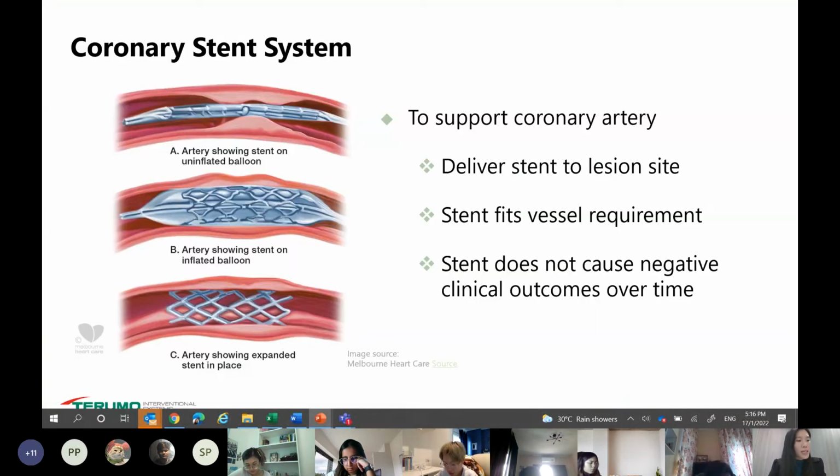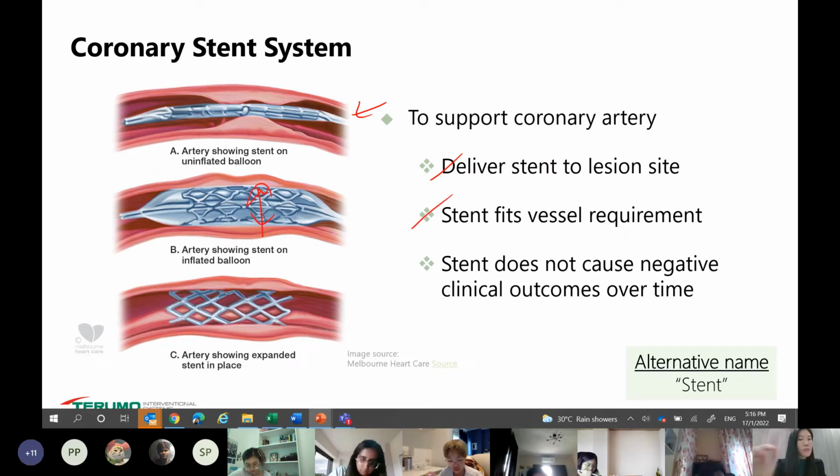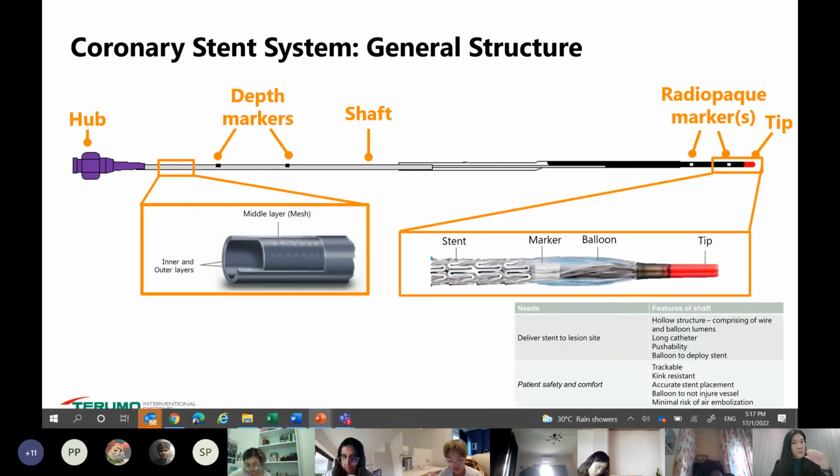So basically, a coronary stent system is just called a stent. Typically, it's used to support the coronary artery. The coronary stent system must first be able to deliver the stent to a lesion site here. It must first go in, and it must fit the vessel requirement. How wide is the vessel? And it must not cause negative clinical outcomes over time. So it has to stay in the patient's body forever. The general structure of a coronary stent system is very similar to a balloon structure, even in terms of rapid exchange, etc.